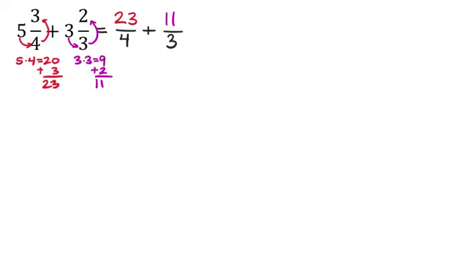Now again, these are looking a little different because of the numerators, but the values have not changed. 5 and 3/4 is the same as 23 fourths. 3 and 2/3 is the same as 11 thirds. They're just written differently so that we can perform our math operations at this point.